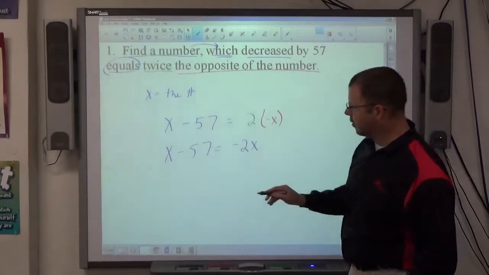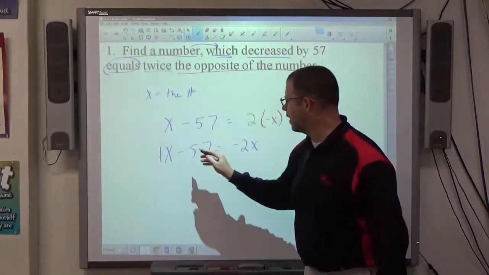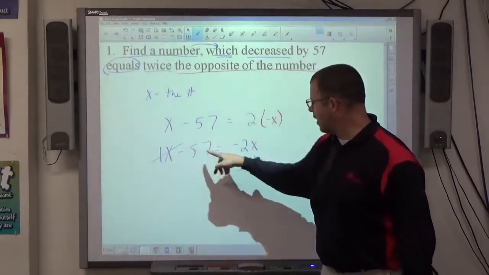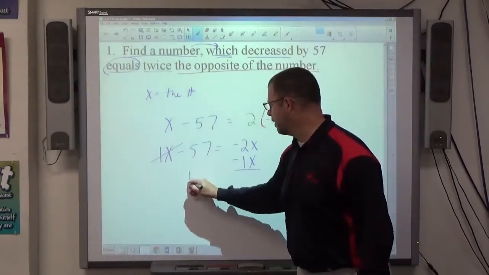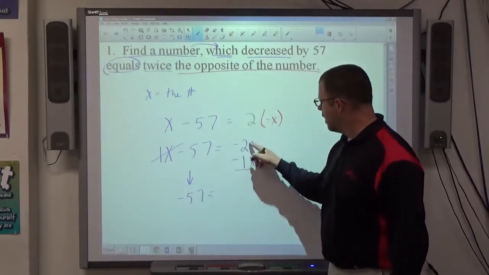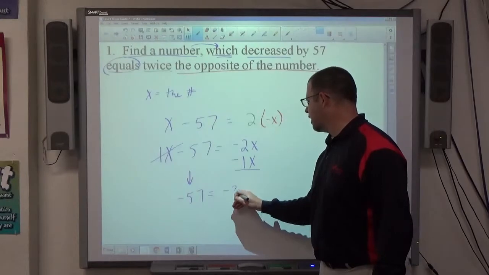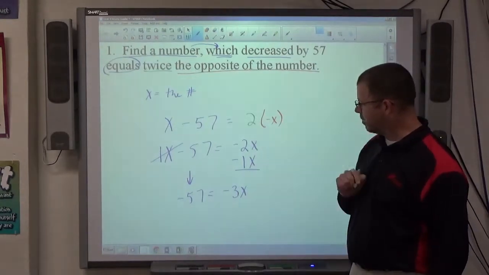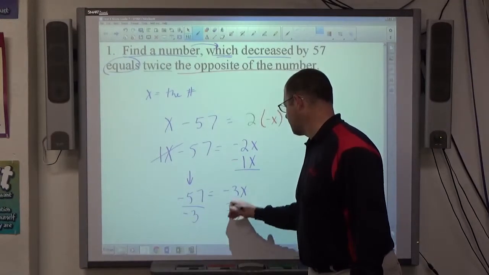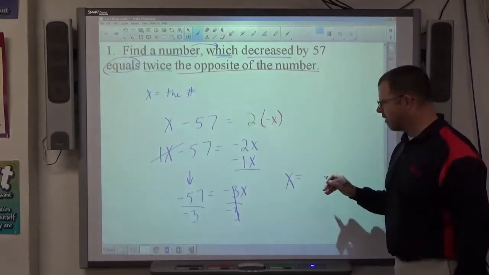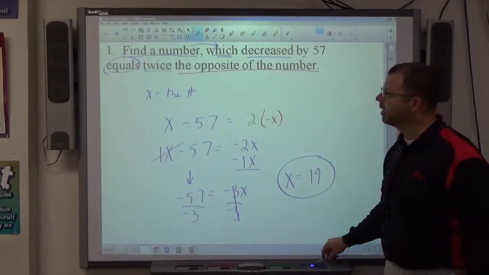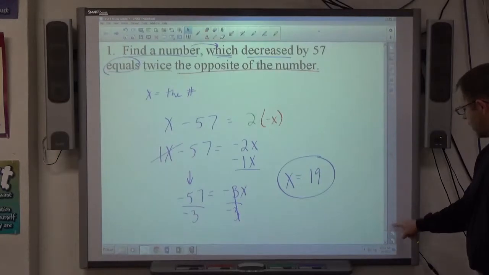At this point, this is a 1x on this side, negative 2x on that. So I don't want those x's on the same side, so I move this 1x over. Positive 1x becomes negative 1x. What's left on the left-hand side is negative 57. The minus sign sticks with it as a negative. Negative 2 and negative 1 are the same sign, so we add those together, making the answer negative because 2 is bigger. Then we simply divide both sides by negative 3. 57 divided by 3 equals 19, and 2 negatives when you divide make it positive. So x equals 19 is the correct answer in number 1.